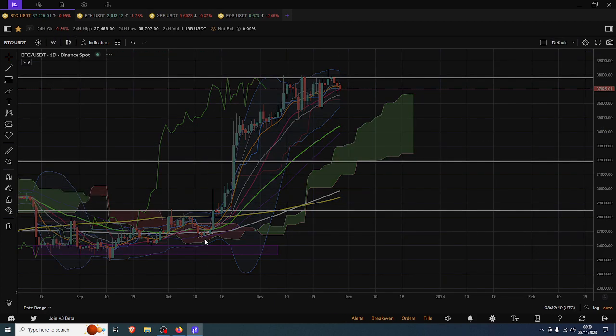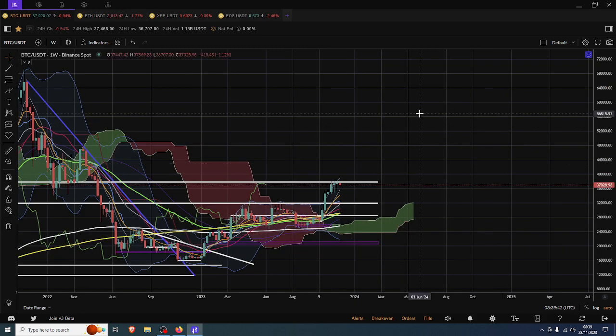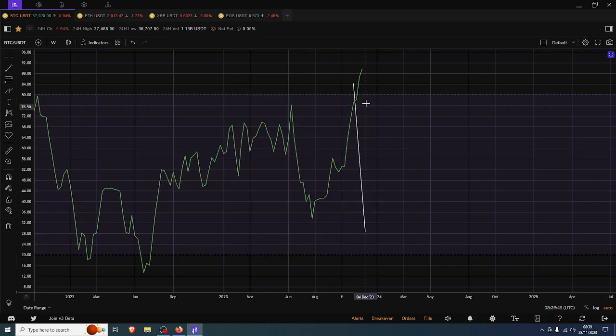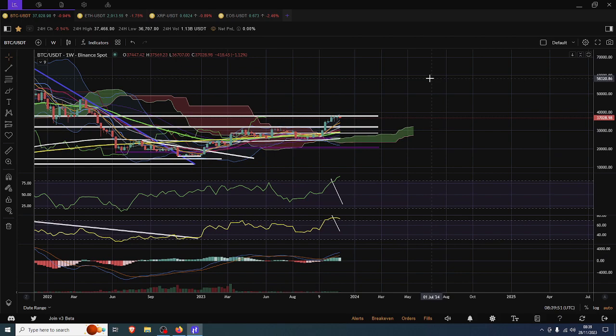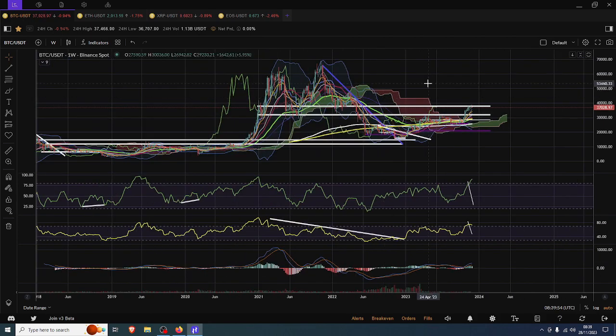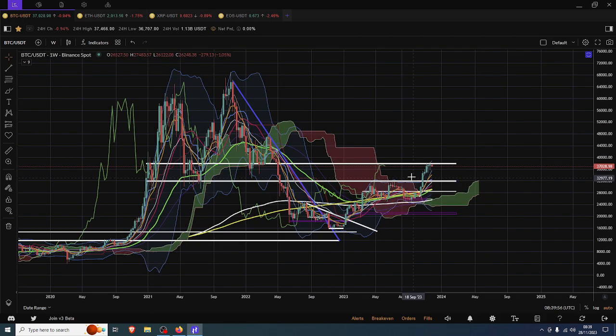Now, obviously, Monday was yesterday. We've finally seen the closure on the money flow index, and it closed over here at 86. We've continued to rise to 89 on the weekly. It is looking very toppy at this point now. So any significant move up on Bitcoin would probably mark the peak of this.